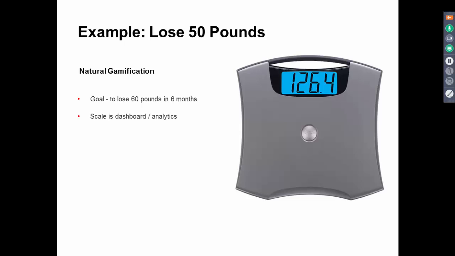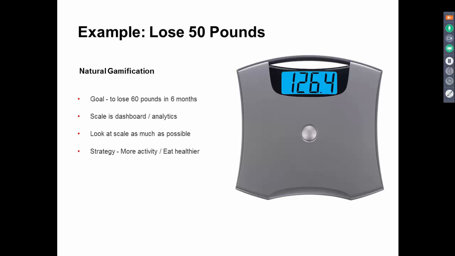But one thing that I think is interesting is that the scale is kind of like the analytics. The scale is the dashboard. It's the data. We step on the scale, and that's our feedback on how we're doing. I think that's kind of interesting. And typically what happens is we look at the scale as much as possible. The gameplay strategy for this game is, okay, we need to move more and we need to eat less or eat healthier. And that's typically what goes on. And that's what I would call natural gamification.